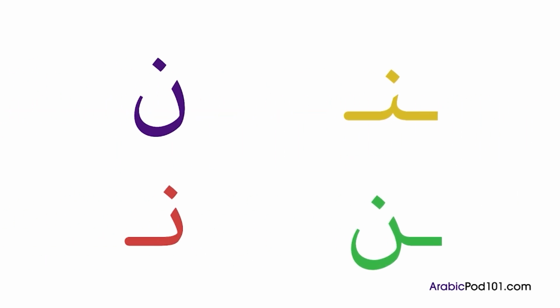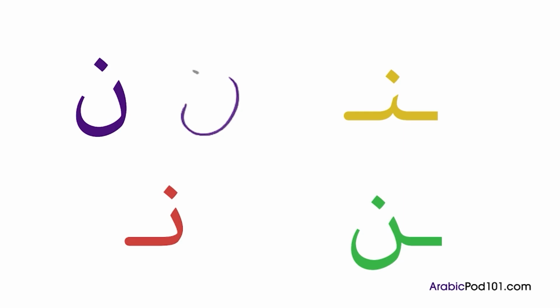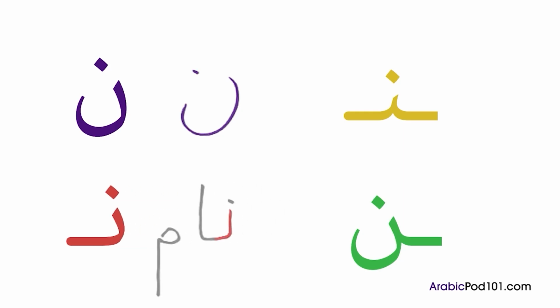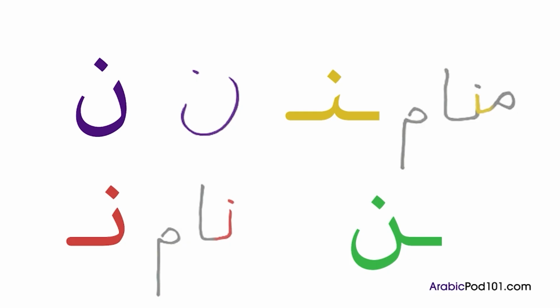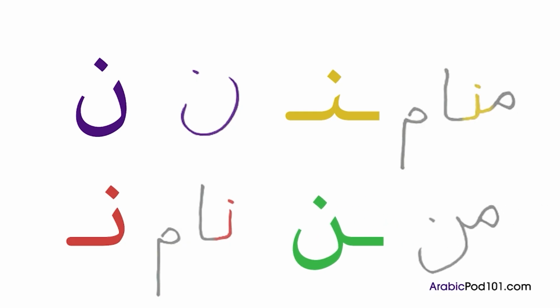And here's the final form. Alif only has 2 forms, as we've already explained before. Now let's review noon. Isolated, initial, medial, and final. That's it for the first lesson. Did you remember that the initial form of alif is the same as the isolated form, and the medial form is the same as the final form? Now let's move on to the next lesson.